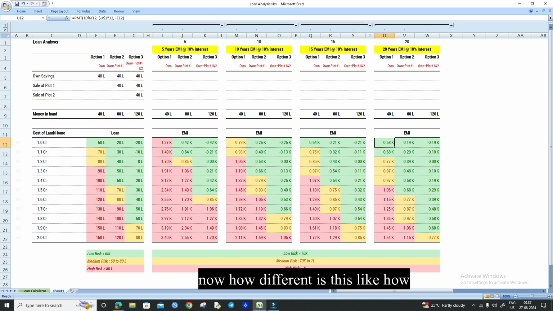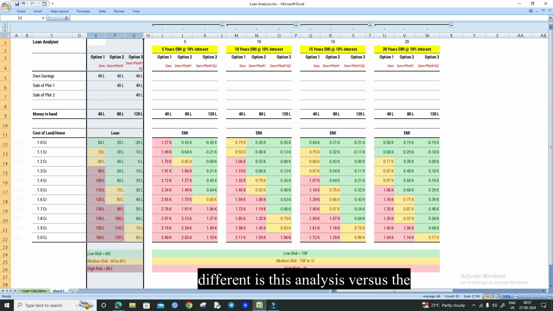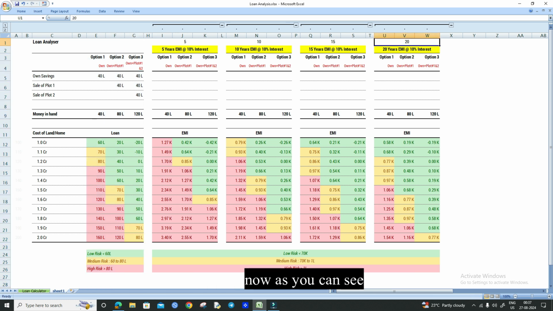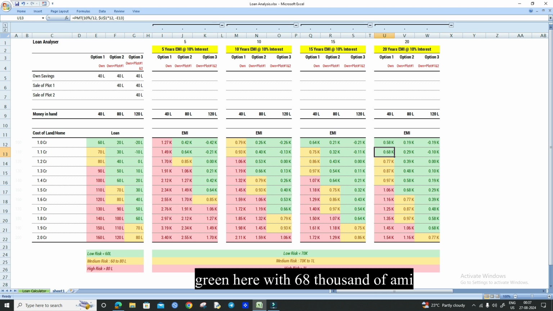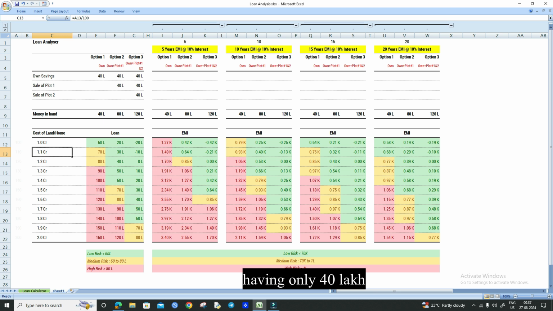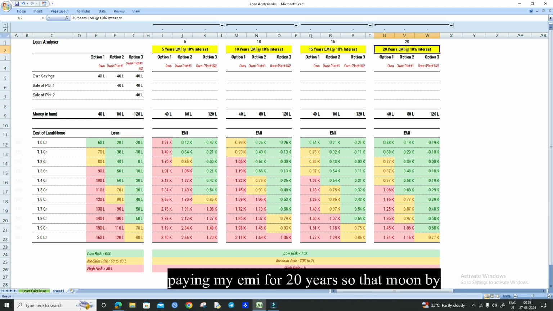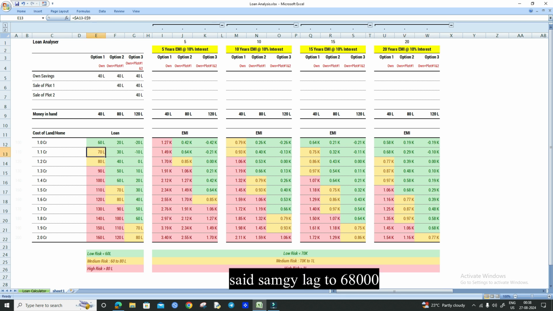Now, how different is this analysis versus the number of years? As you can see, I'm green here with 68,000 of EMI for 20 years, which also makes me think that I can go up to 1.1 crore having only 40 lakh because I'm paying my EMI for 20 years. So that moved my risk profile from yellow, at 70 lakh, to green at 68,000.